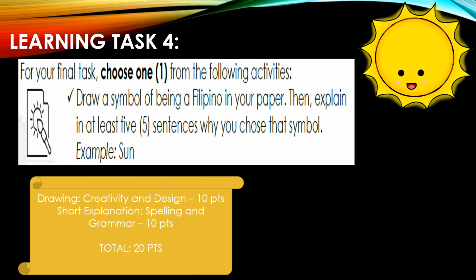So, for our rubrics, sa drawing and creativity and design. So, meron ng drawing, creativity, and design, 10 points. Short explanation, kasamang spelling and grammar, 10 points. So, this activity has a total point of 20 points. Saan ito drawing? Pwedeng sa papel, pwedeng sa typewriting, in a separate paper para maganda, malinaw.